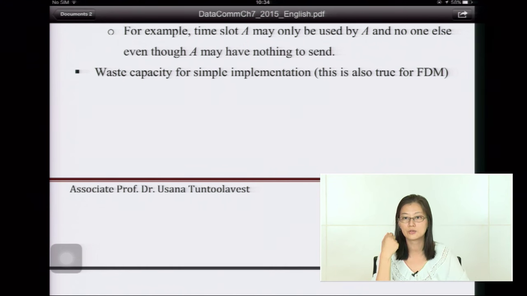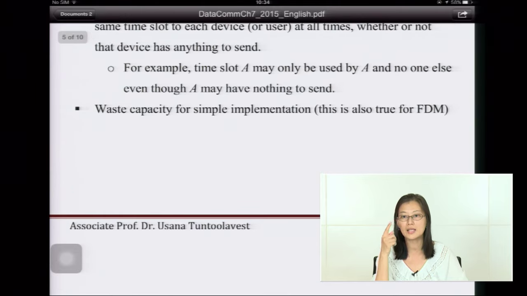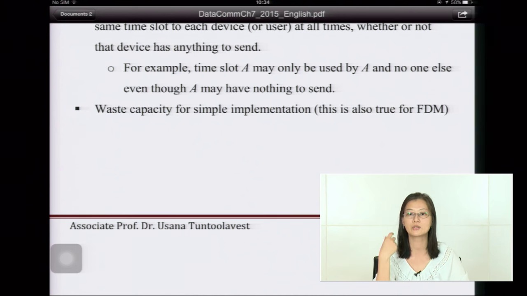And this is also true for FDM. FDM is also simple to implement. Even if that frequency is not used by channel 1, channel 2 cannot use the free frequency range anyway, because it's already assigned to the other channels.